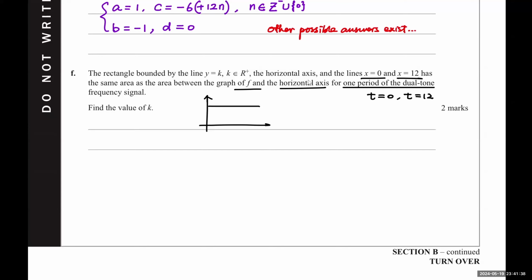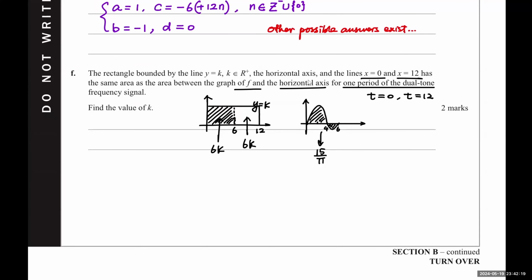Now, we know one period is 0 to 12, so half period is 0 to 6. Maybe we could work with, let's say, half of the rectangle here, because this is y equals k. So this bit is 6k. This bit is another 6k. But what I'm saying is, based on our previous calculation, the graph, part of the graph, this is 0 to 4 and 4 to 6. Well, the sum of these two regions will equal 15 over pi.